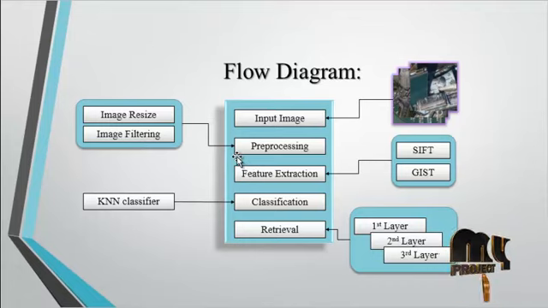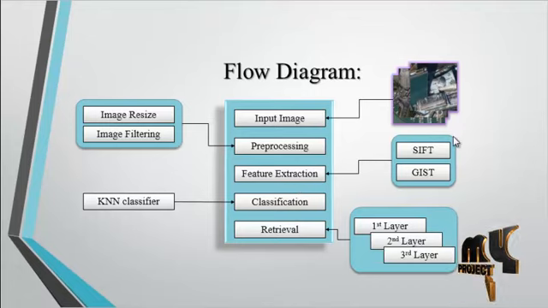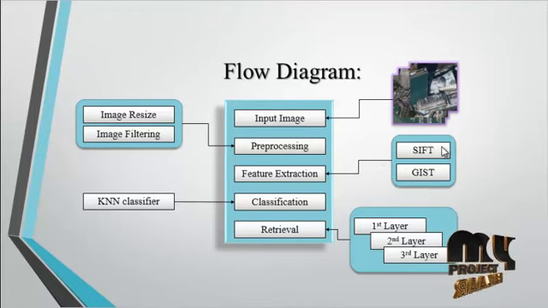After finishing the pre-processing module, feature extraction is carried out. In the feature extraction module, two major features are extracted from the satellite image. The first one is SIFT and the second one is GIST. Then the feature points are concatenated into a test feature. After getting the test feature using these two algorithms, classification is carried out.